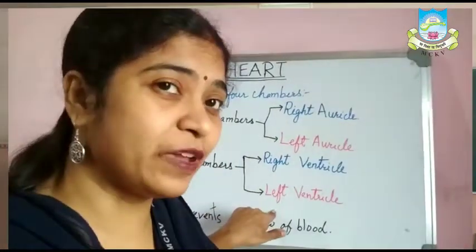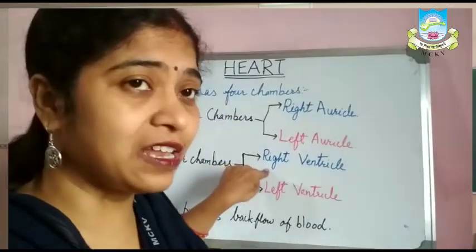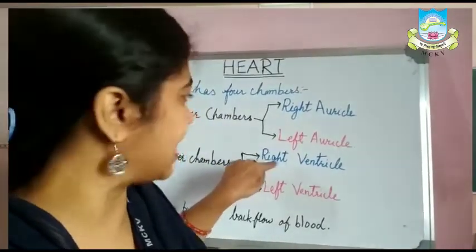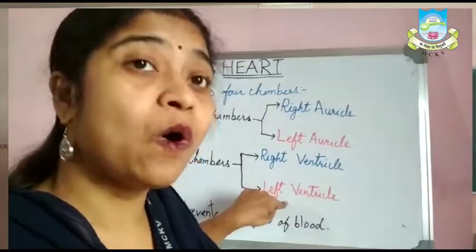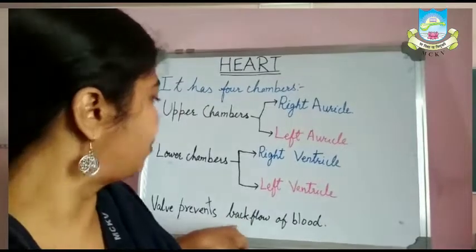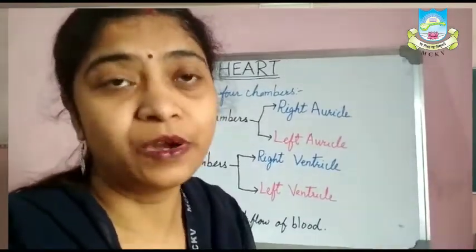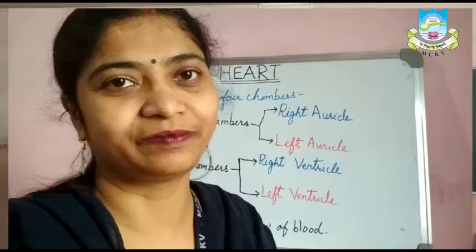Yes, there is a significance of these 2 colors. Right auricle and right ventricle get deoxygenated blood, that's why blue color. Left auricle and left ventricle get oxygenated blood, pure blood, so red color. And valves prevent backflow of blood. What is backflow of blood and what is the function of these valves? And what is the direction of flow of blood in the heart? Let us study in detail.